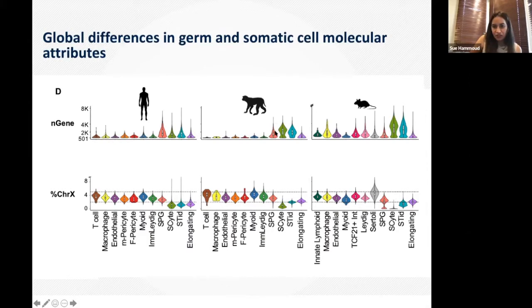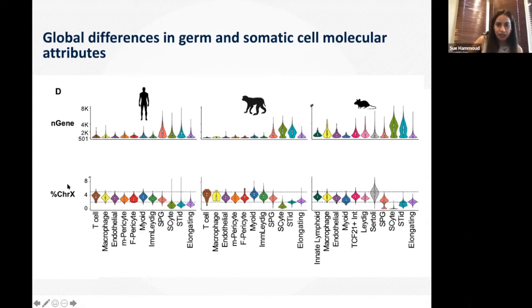This feature is actually conserved in macaques, but is actually not observed in humans, whereas in humans, the larger gene diversity is actually observed in spermatogonia, and then the number of genes detected drops during differentiation. And so this recapitulates previous findings that we've observed and also extends the conservation of this feature to macaques, with a lack of the observation in the human population.